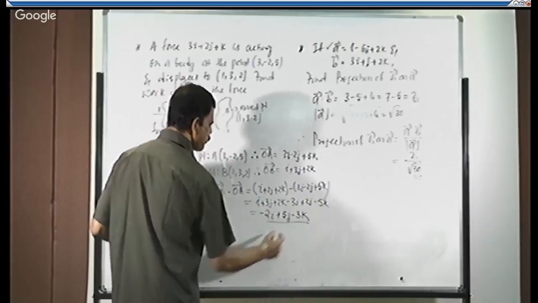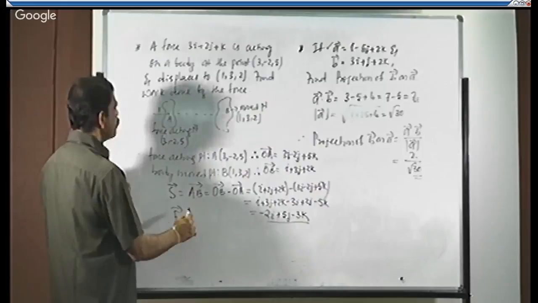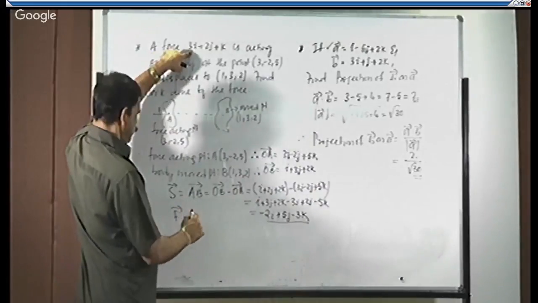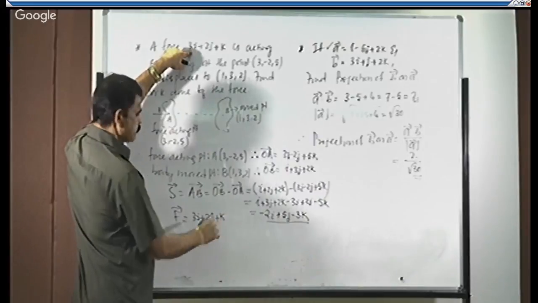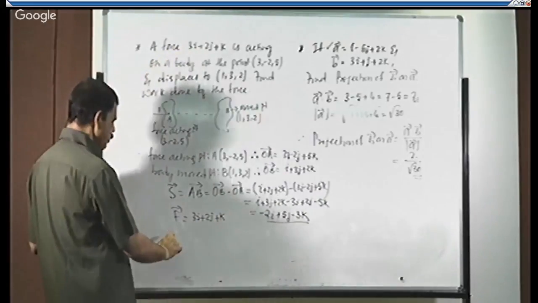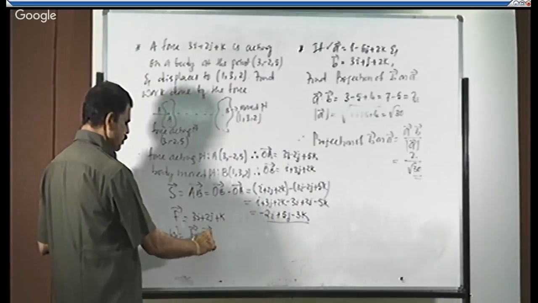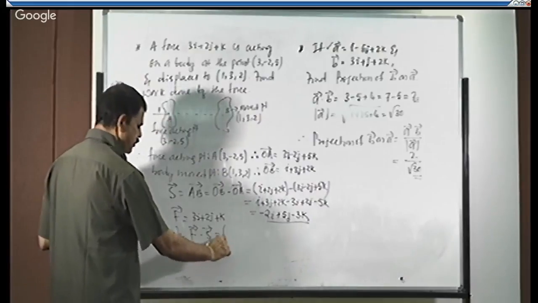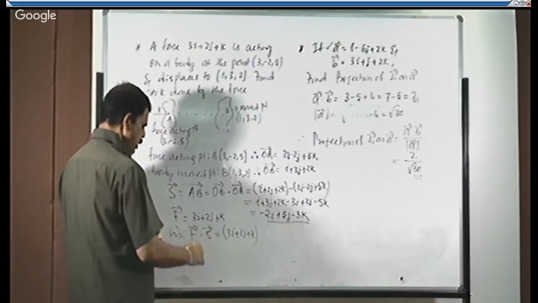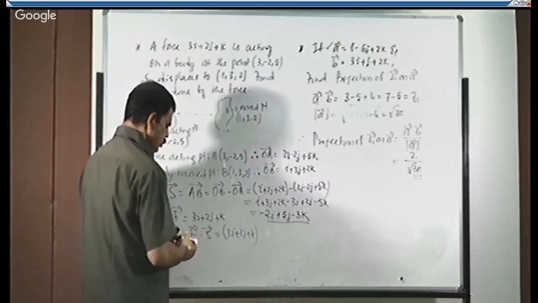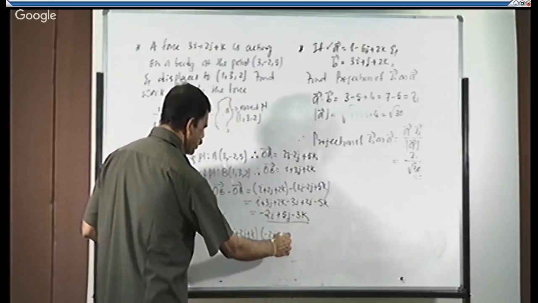This is S. F is given. What is force? Force is 3i plus 2j plus k. Now, what is the work done formula? Work is equal to F dot S. Write F first, that is 3i plus 2j plus k, dot S. What is S? Minus 2i plus 5j minus 3k.